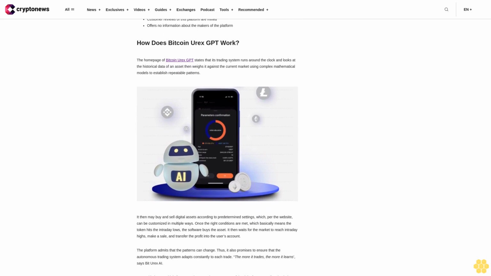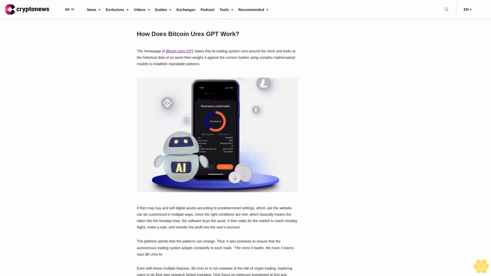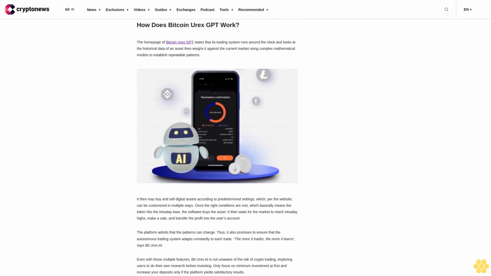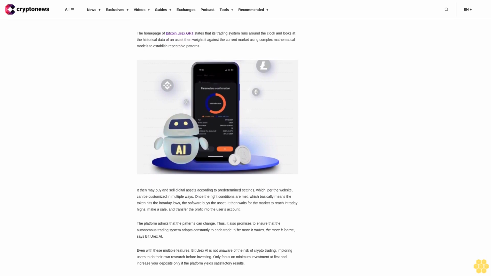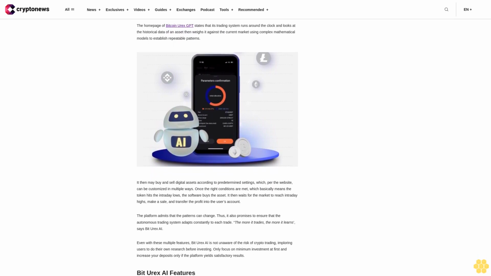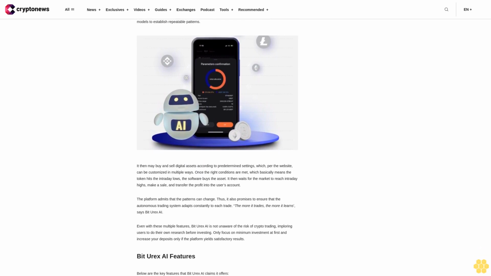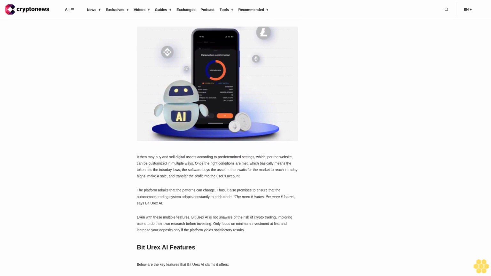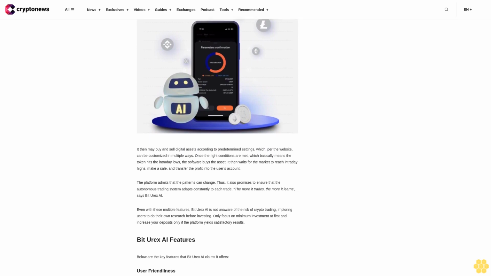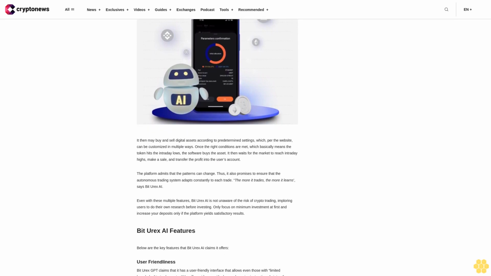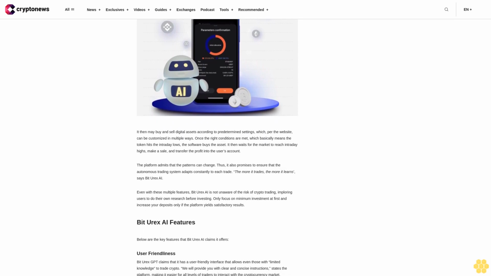Bitcoin Urex GPT pros and cons. Listed below are some of the pros and cons we could find upon analyzing the marketing copy and third-party reviews of Bitcoin Urex GPT. Pros: offers a simple sign-up process, claims to offer an autonomous trading system fit for traders of all levels. It claims to provide a win rate of 98.4%.